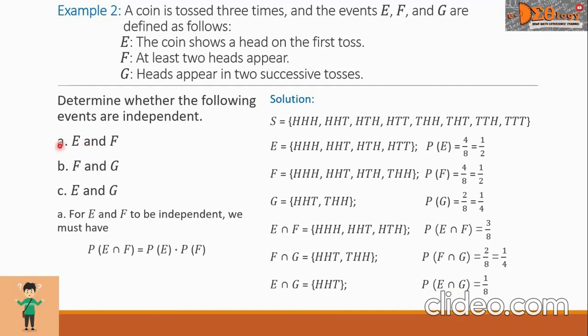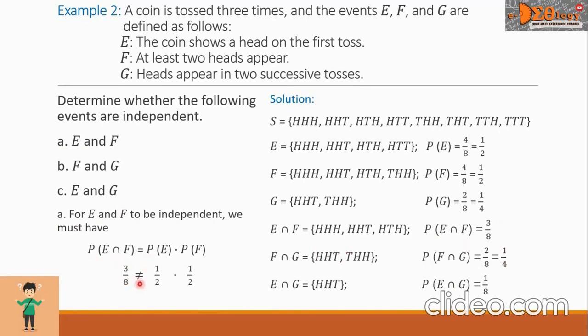Now, let us solve for letter A. So we write here, for these events E and F to be independent, we must satisfy this equation, that P of E intersect F is equal to the P of E times the P of F. Let us get the corresponding values from this side. So we will have 3 over 8 for this P of E intersect F.